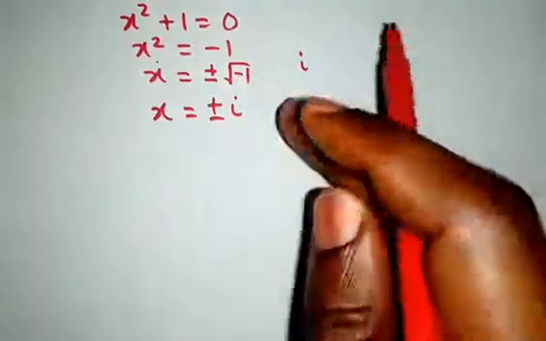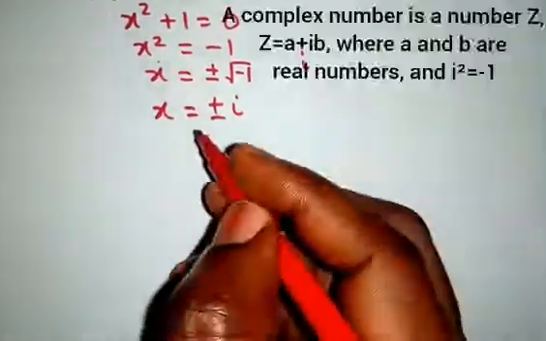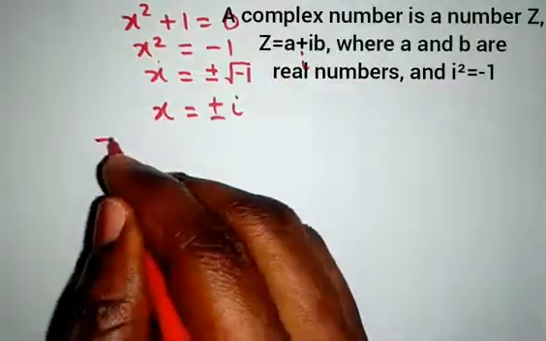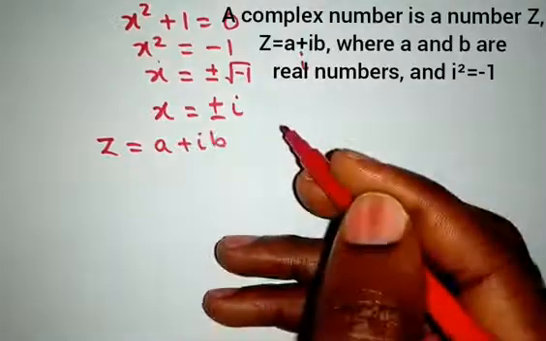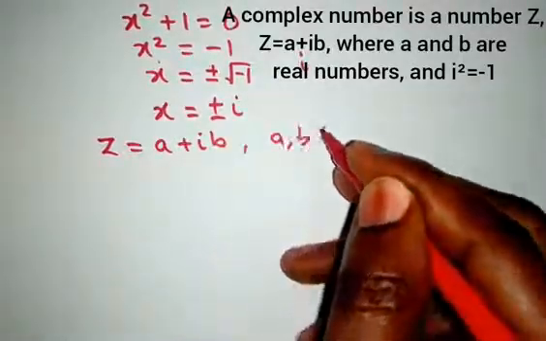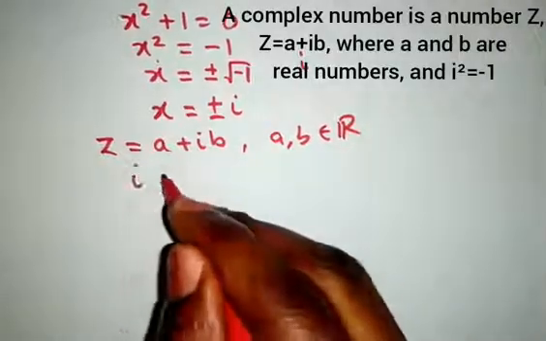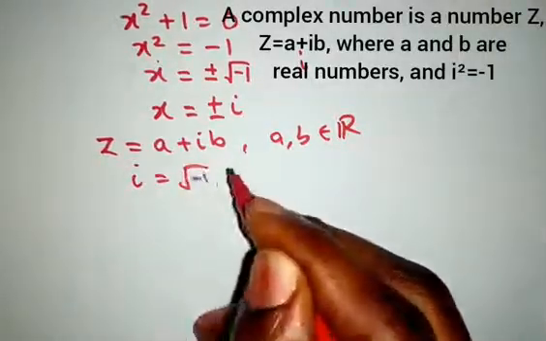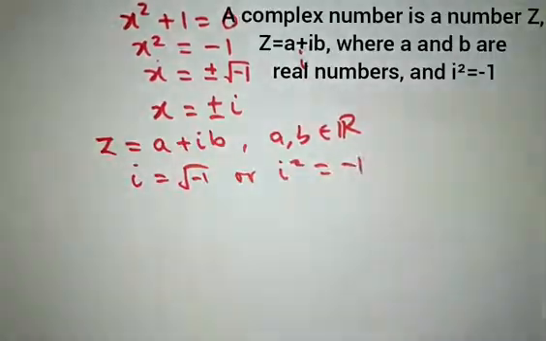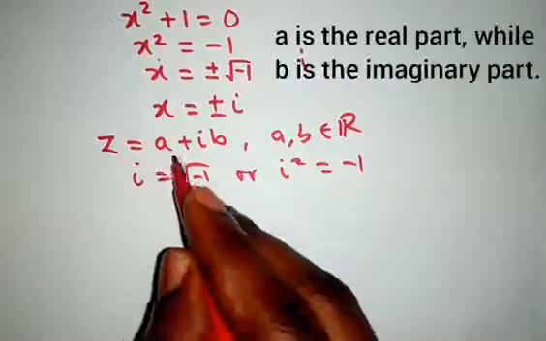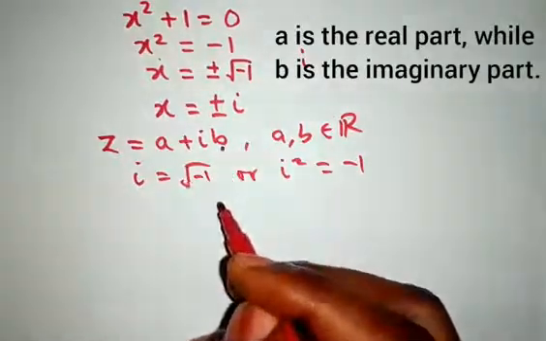Now, by definition, a complex number is a number of the form z equals a plus ib, where a and b are real numbers and i equals the square root of minus 1, or i squared equals minus 1. a is called the real part, while b is called the imaginary part.